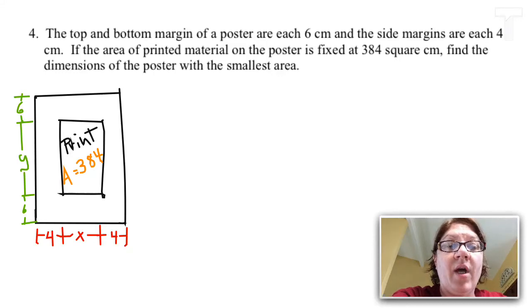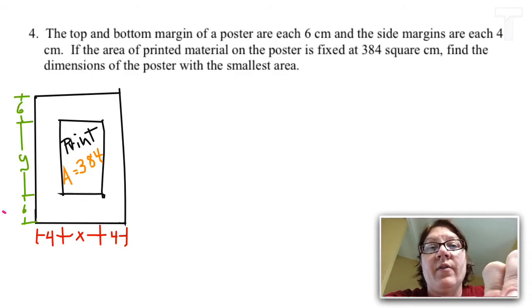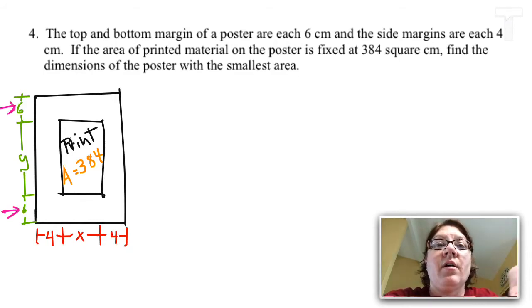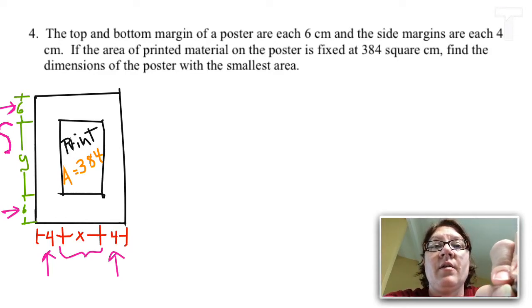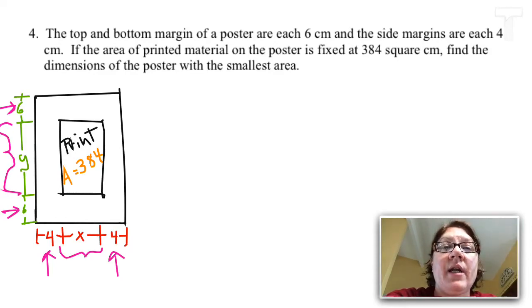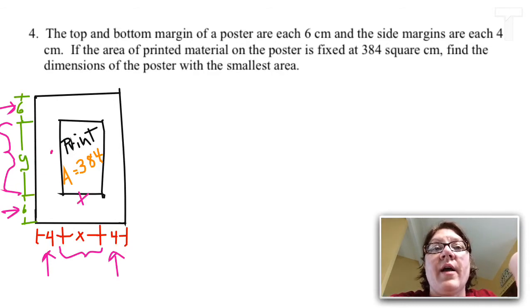So go ahead and pause the video long enough to get your diagram. If you notice, I have a margin on the top and bottom that's 6, and so I labeled that over here on the sides. And I have a margin around the left and right side that's 4. So it makes it convenient to label these the length and width of the print area as X and Y.